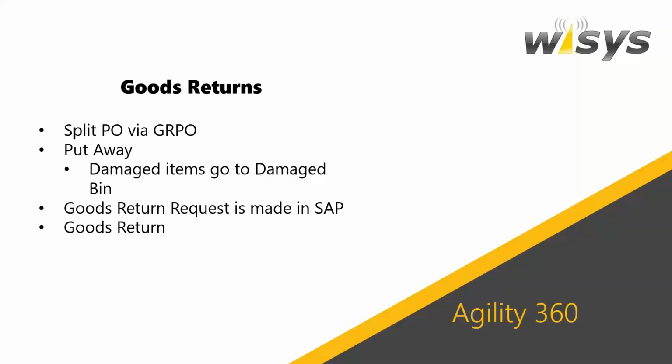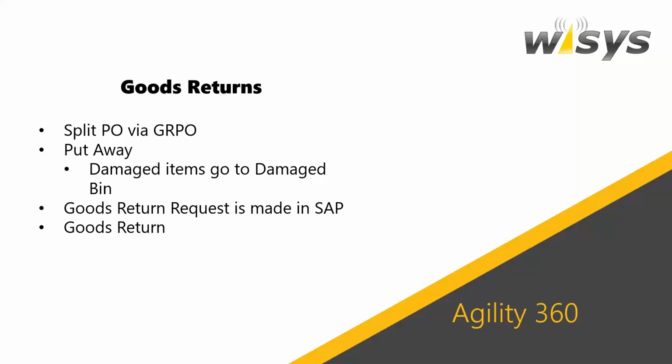Then we're going to put the items from that split PO away, but we're going to discover some of the items are damaged. So we're going to put them away into a damaged bin. And in this business case here, we're going to assume the warehouse manager is coming over and reviewing the items in that damaged bin. And if they do confirm, yep, that's some damaged items coming from the vendor, they'll sign off on it.